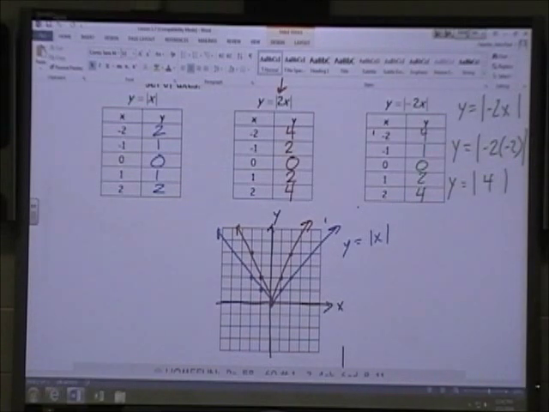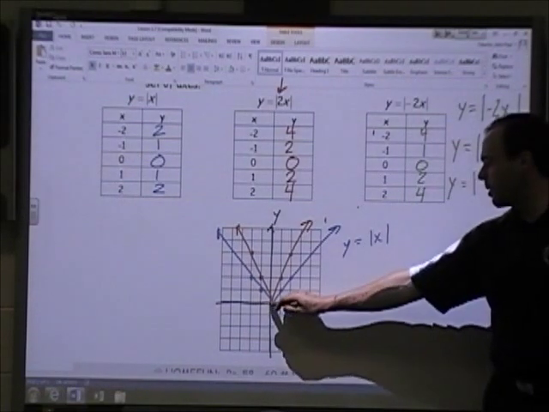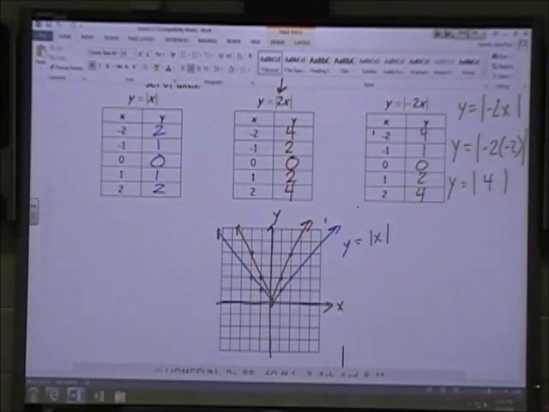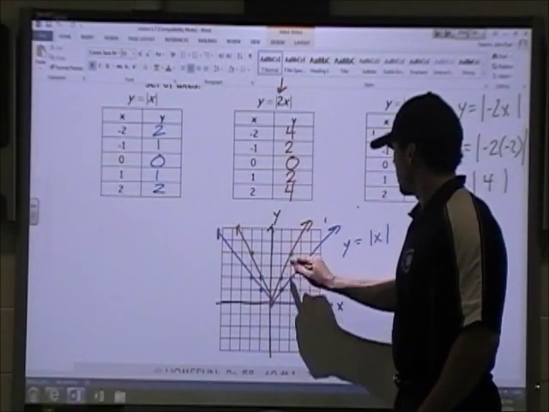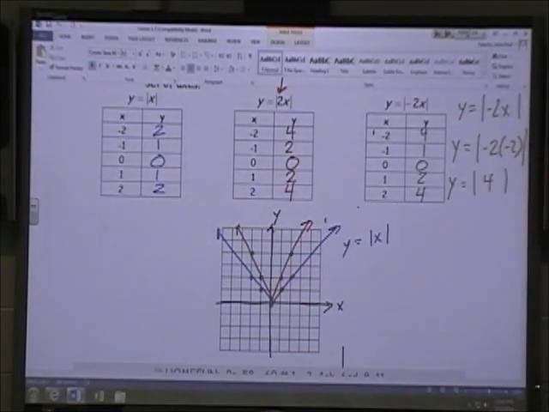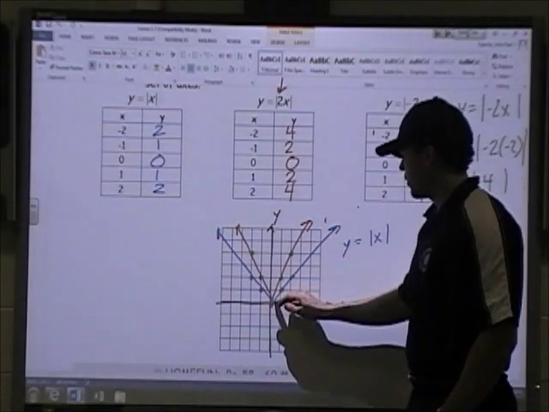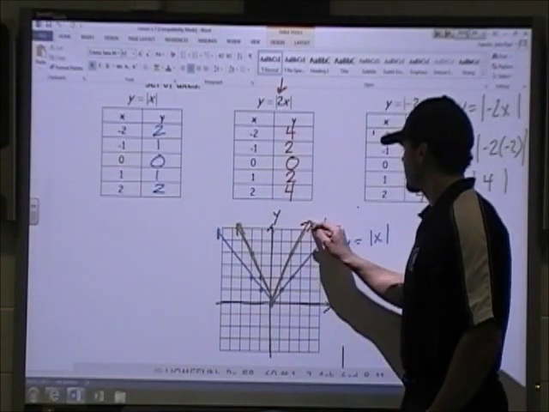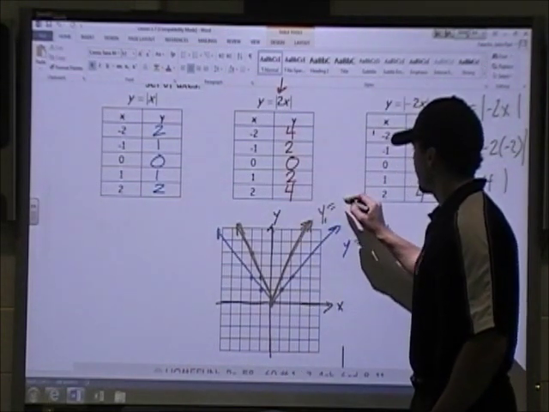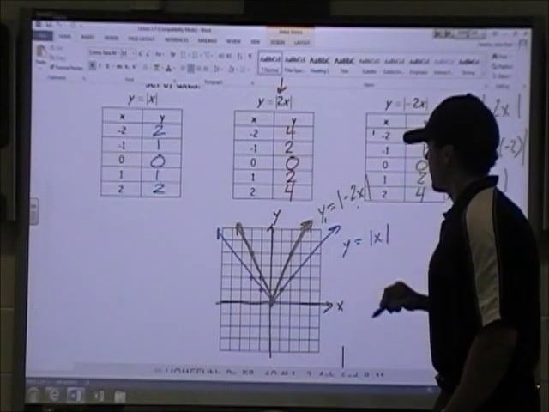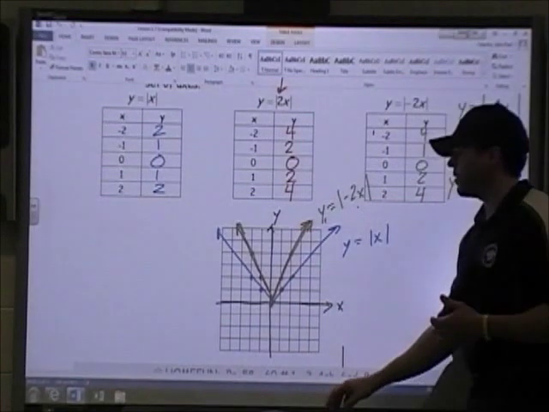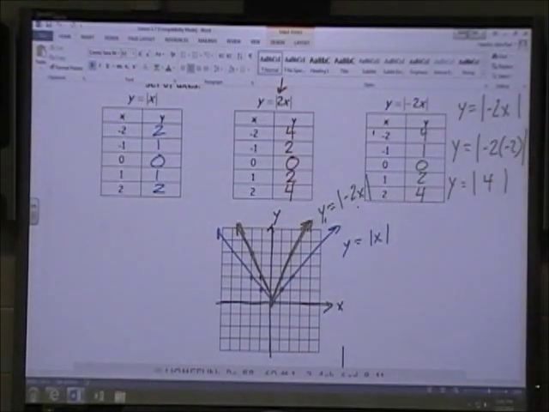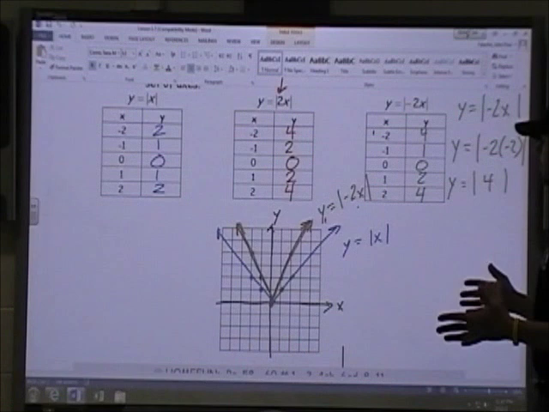So if you go to graph that, you're going to end up with 0, 0. Okay? You'll end up with 1, 2, and 2, 4. And you'll also end up with negative 1, 1, and negative 2, 4. So you're actually going to end up with the exact same graph as the absolute value of 2x, because it's a reflection on the y-axis. So even though you've reflected on the y-axis, it didn't change anything about this transformation.